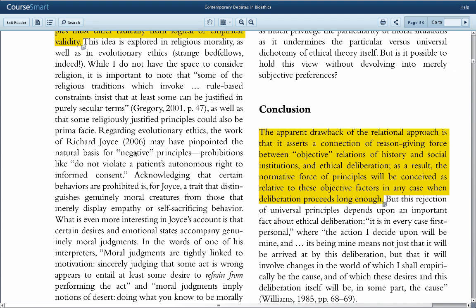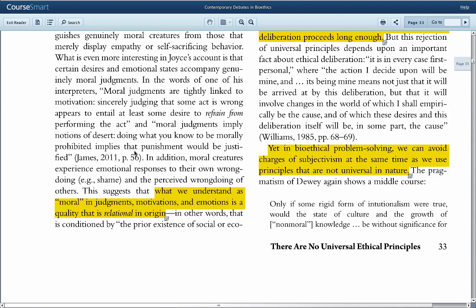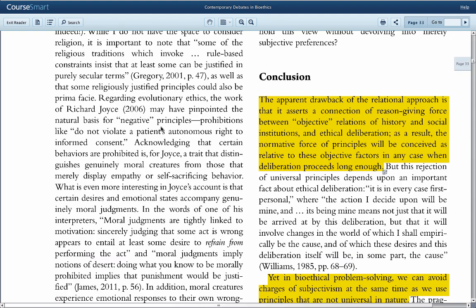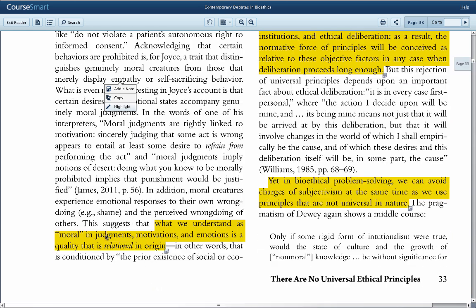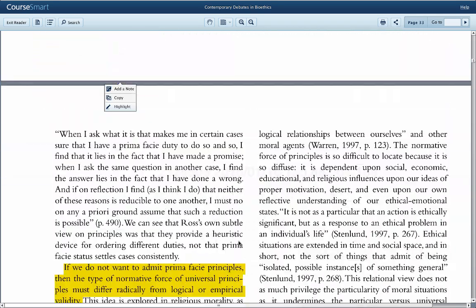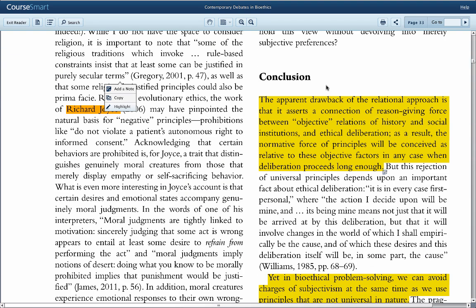In particular, when he looks at evolutionary views of ethics, Dekker quotes from Richard Joyce, famous philosopher of biology, and he says, what we understand as moral judgments, motivations, and emotions is a quality that is relational in origin. In other words, that is conditioned by the prior existence of social or ecological relationships between ourselves and other moral agents. And in his conclusion, he builds on this.